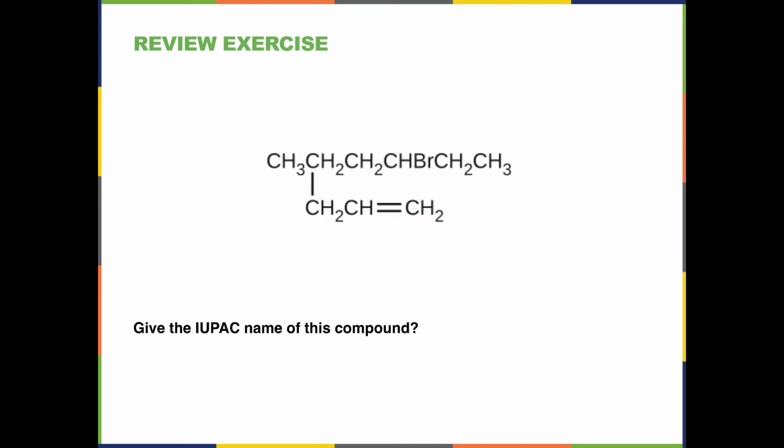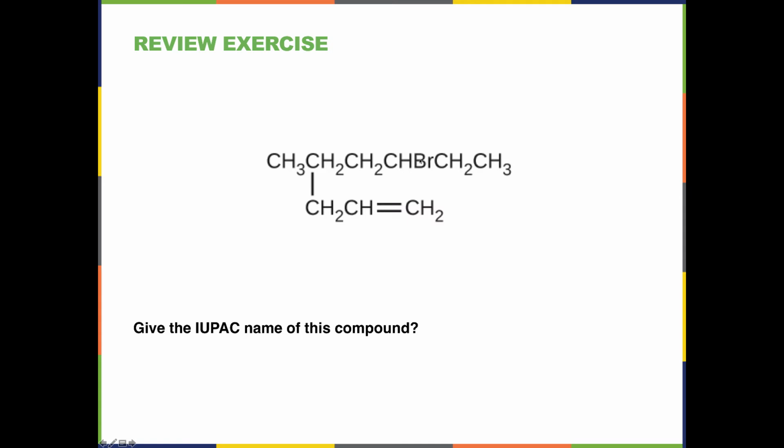Let's do this one. You start on this end or on this end, and you go 1, 2, 3, 4, 5, 6, 7, 8. So it's octane, but it's got a double bond on the first carbon. So it's 1-octene, ene, and you have to start counting from this end. So it's going to be 1, 2, 3, 4, and there's a methyl group, 5, 6, and there's a 7, and there's this bromine group.